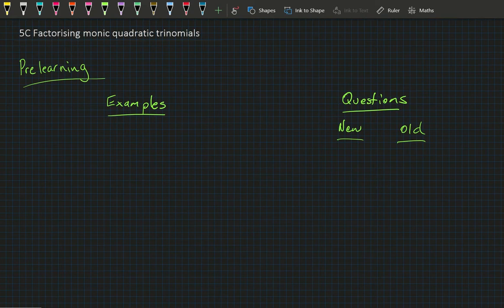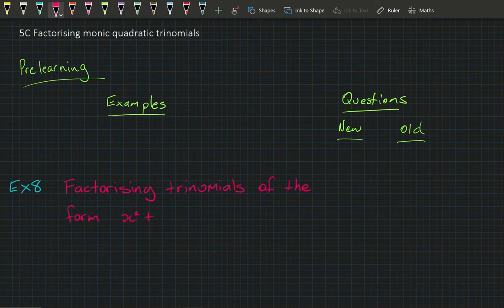In this lesson, our examples and pre-learning will be Example 8, factorising trinomials of the form x squared plus bx plus c, otherwise known as monic. Your pre-learning for this example will be questions 1, 2, 3 and 4 in the new book and 4, 5 and 6 in the old book. That's quite a few questions there.